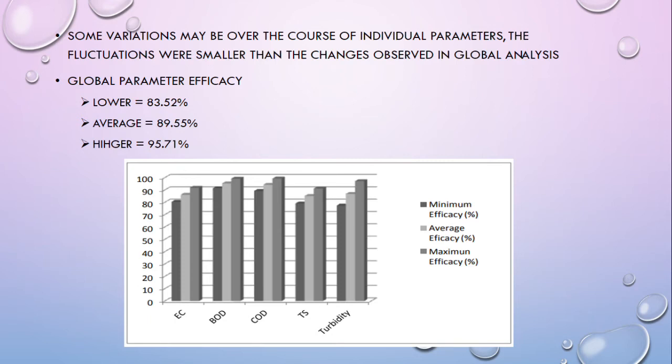The global parameter efficiency is also calculated for lower, which is 83.52%, average 89.55%, and higher, which is 95.71%. The global parameter efficacy is within the confidence limit of the study, between 83.52% and 97.71%, and has no decision factor when the study defined closer to 90% efficacy.